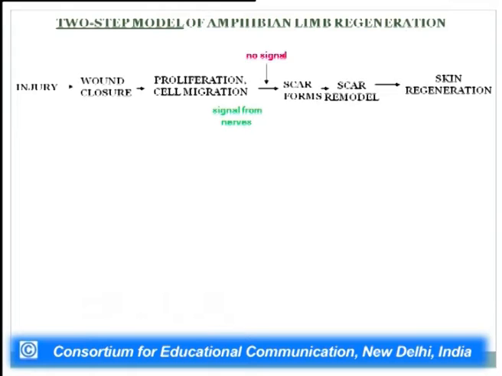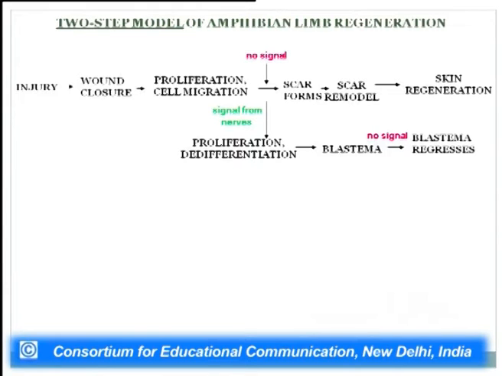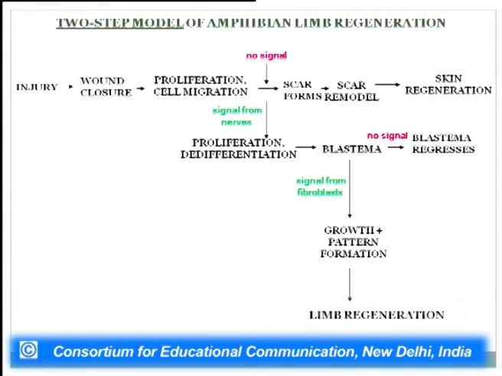However, if it does receive a signal, for example the signal from the nerves, the proliferation and de-differentiation will occur and the blastema will be formed. This blastema, if it does not have any kind of signal, will just regress. But if it receives the signal from fibroblast growth factors, then growth and pattern formation will occur and the limb will be regenerated. So this is termed the two-step model of amphibian limb regeneration.